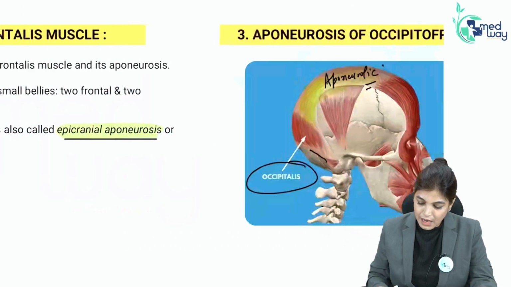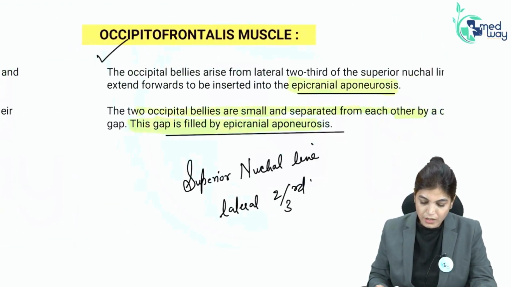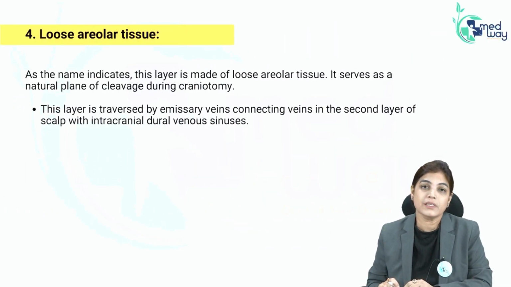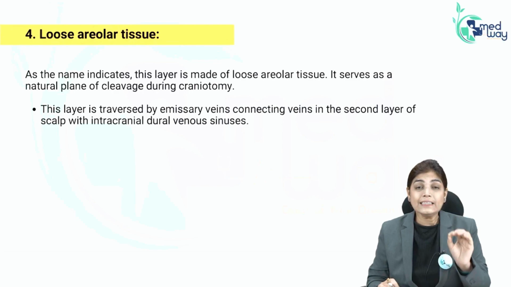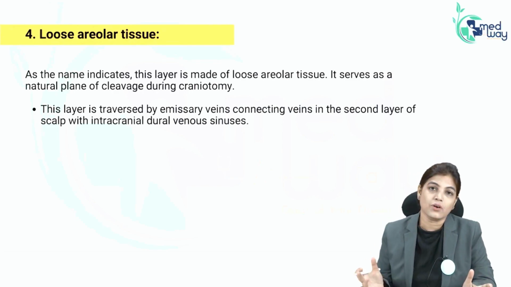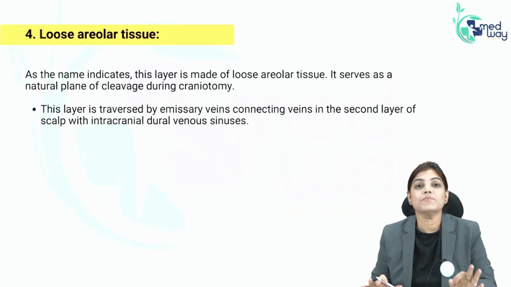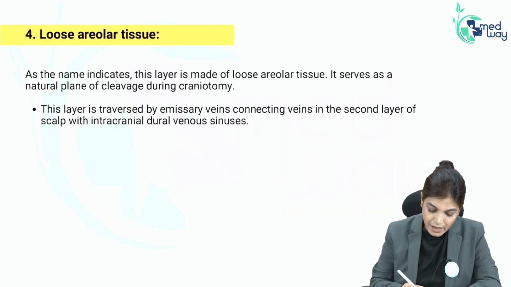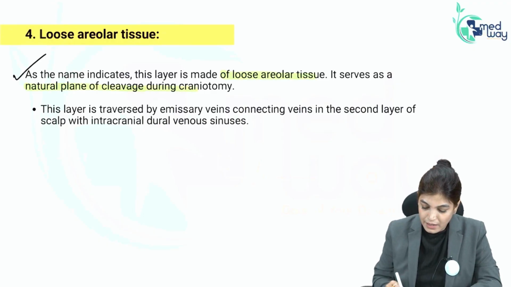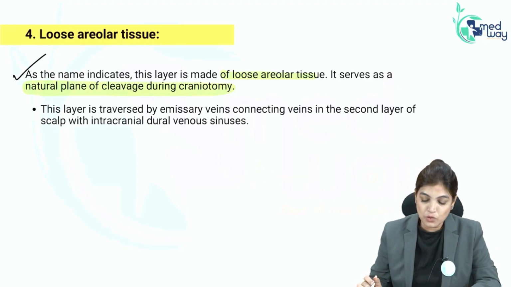So done with this. Now let's talk about the fourth layer. The fourth layer is loose areolar tissue or loose connective tissue layer, and it is signified as the dangerous layer of the scalp. The reason why it is called as dangerous layer of the scalp is emissary vein is traversing through it. So as the name suggests, this consists of loose areolar tissue layer, and it is also used as a natural plane of cleavage during craniotomy operation.